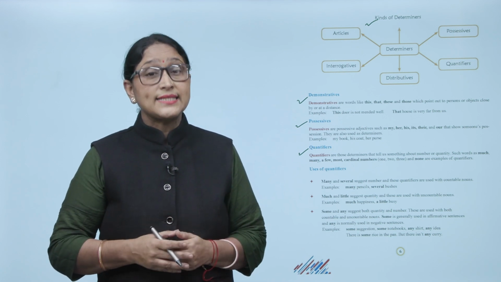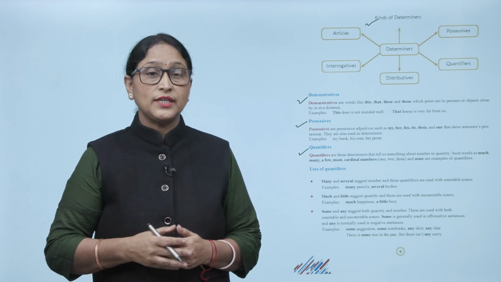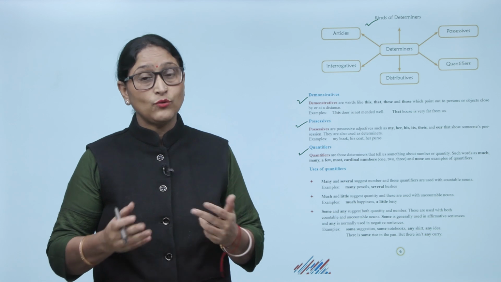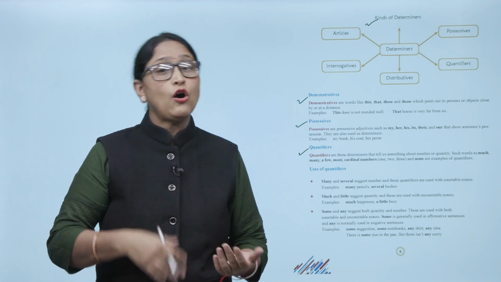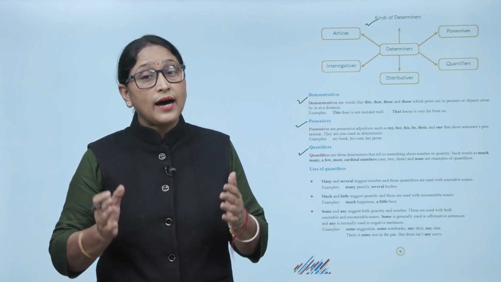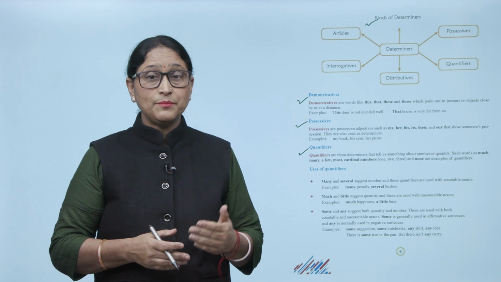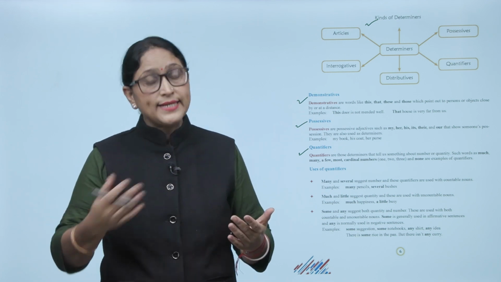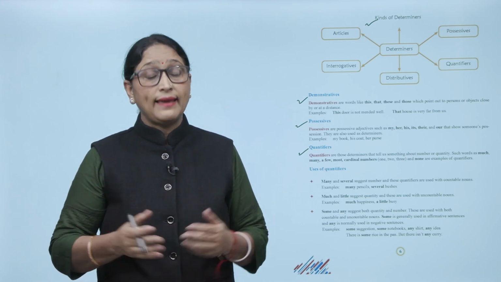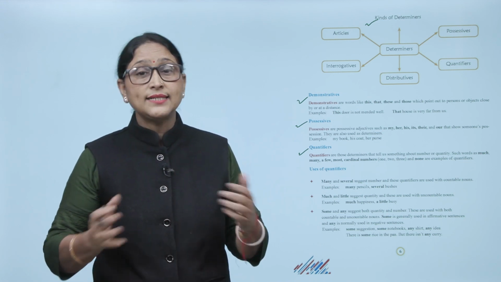Some and any suggest both quantity and number. These are used with both countable and uncountable nouns. Some is generally used in affirmative sentences and any is normally used in negative sentences. Examples: some suggestions, some notebooks, any shirt, any idea. There is some rice in the pan, but there isn't any curry.